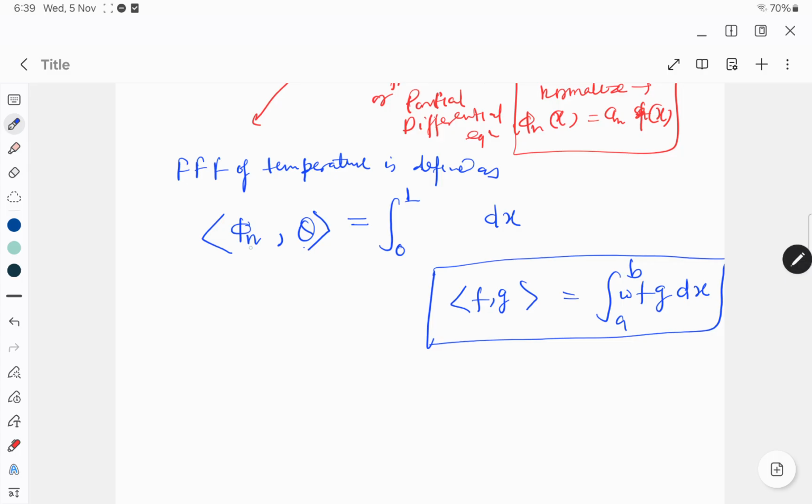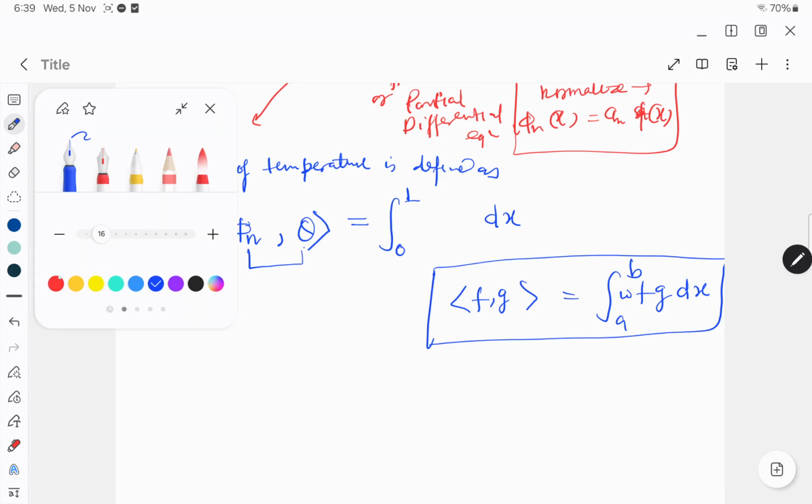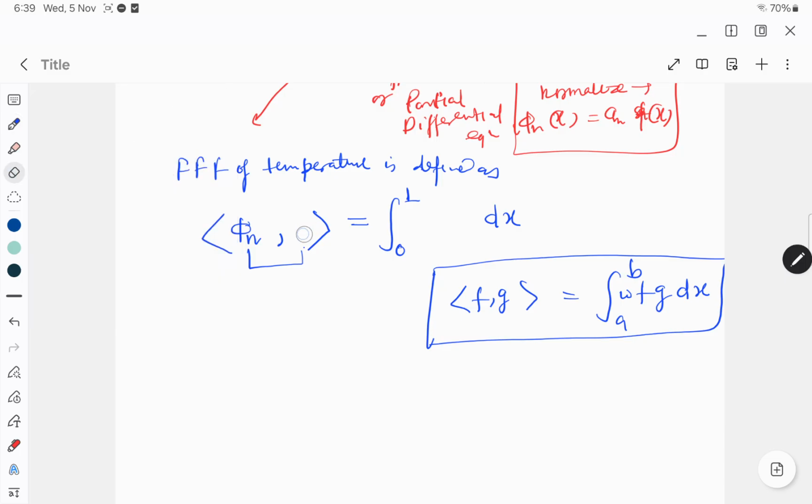Now what we have to do is multiply. So let's write it in the proper way. Let's say we are taking the FFT of a variable, that variable is theta, and this is the basis function phi n. If you multiply these two, the inner product means dot product, just like the dot product in vectors. So theta and phi n must get multiplied. Now think of this theta, temperature, as a function of x and y. This phi n is the basis function, which is a function of only x.